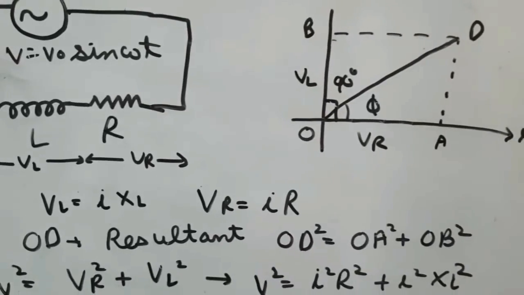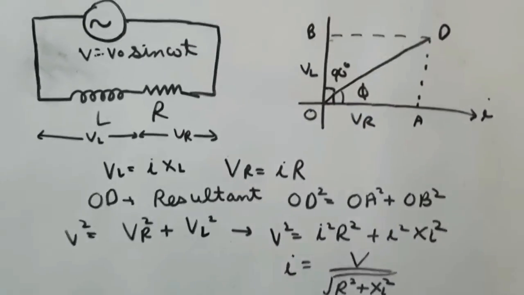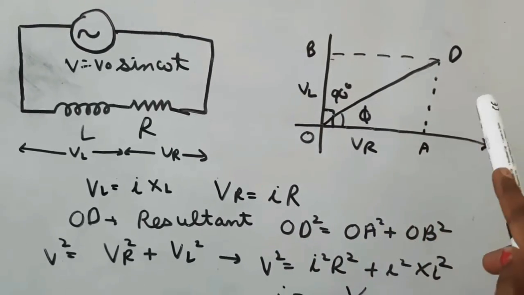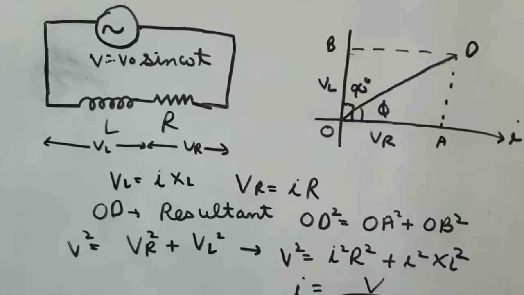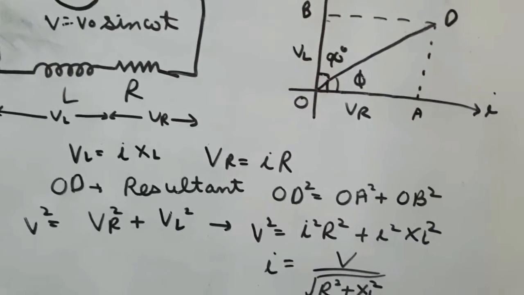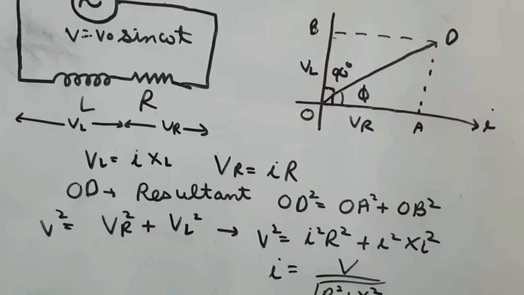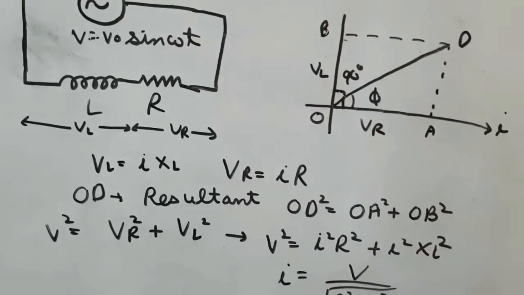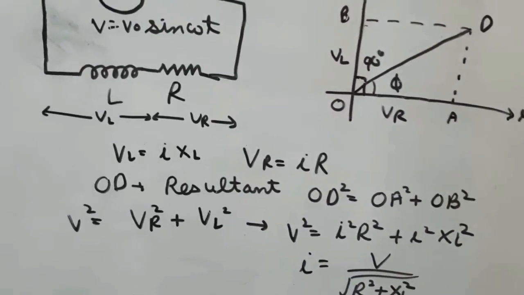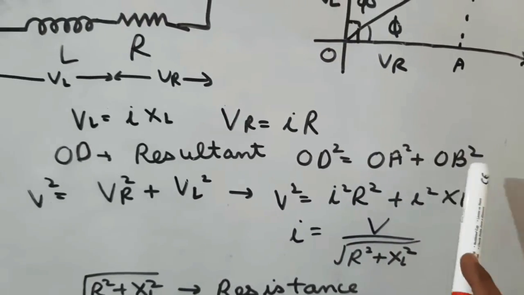Now we know that the resultant is represented by OD. Here we have two vectors, OA and OB, and OD is the resultant. What is the formula for the resultant? The formula for the resultant will be OD is equal to under root of OA square plus OB square plus 2 OA OB cos theta. Here theta is 90 degree and cos 90 is 0. So we have OD square is equal to OA square plus OB square.